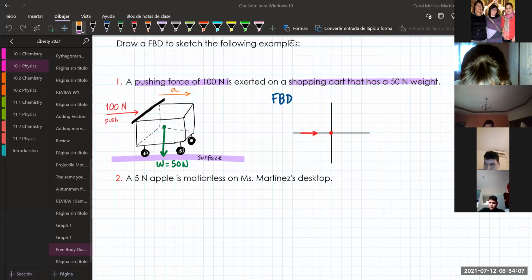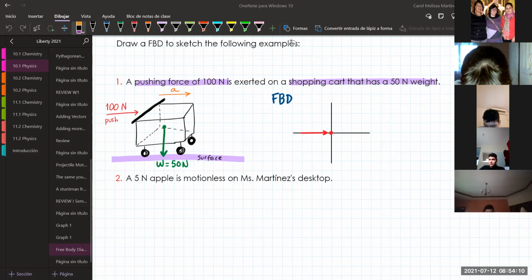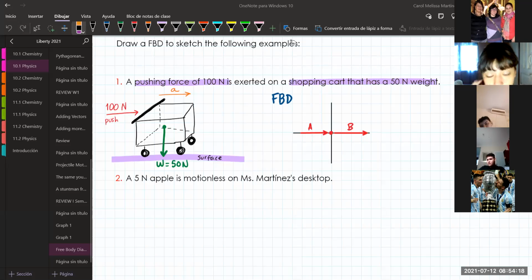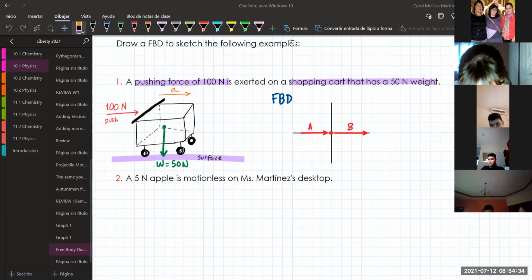So I'm gonna put it here. But let me tell you something. You can put the force like A or like B. Both are correct. But what really matters is that you include the direction of the force. This pushing force is going to the right, so the arrow that represents the force must be going to the right. Now, I prefer A because, in my opinion, A represents better this situation.